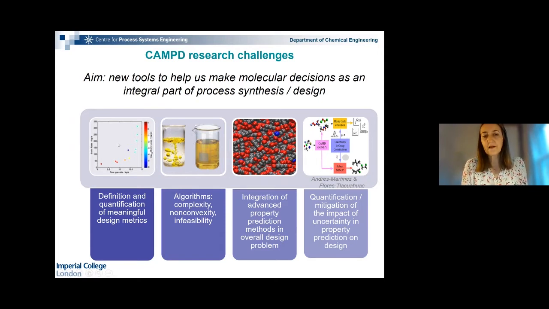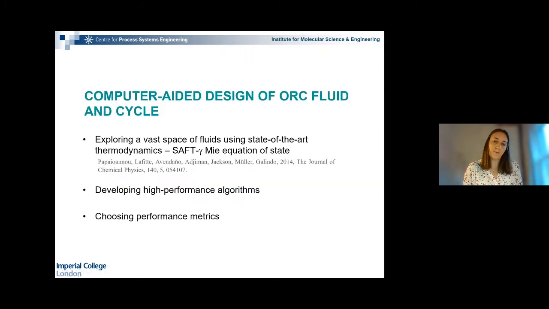So I'm not going to go into detail as to how we address these different challenges. As I said, I'm just going to give you a flavor of how far we've got through some examples. And the first example is around the design of organic Rankine cycles. And here we want to explore a vast space of fluids. So we really want to go to town in terms of the number of compounds we're looking at.